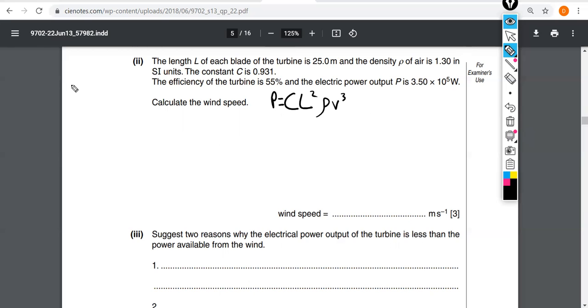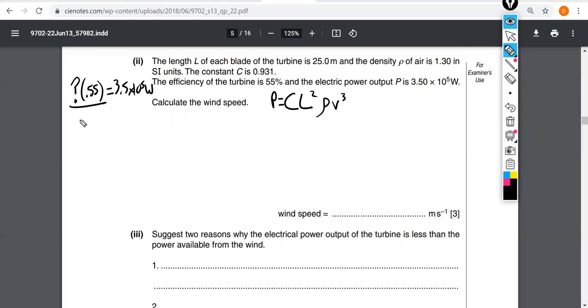So I want to say, what number, when I multiply it by 55%, is 3.5 by 10 to the 5 watts, right? So that's the way I can set up the calculation. How much power is available from the wind if when I take 55% of it, I only have this much available power output, or I've only generated that much power.